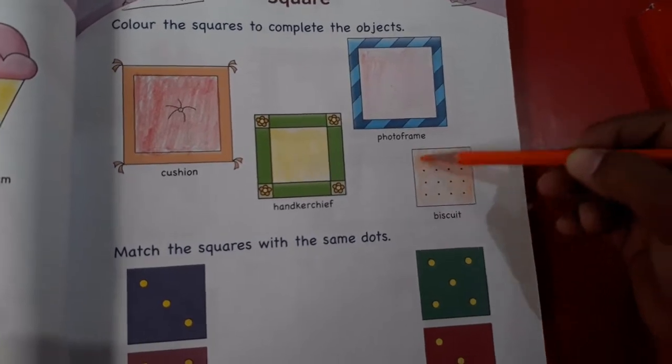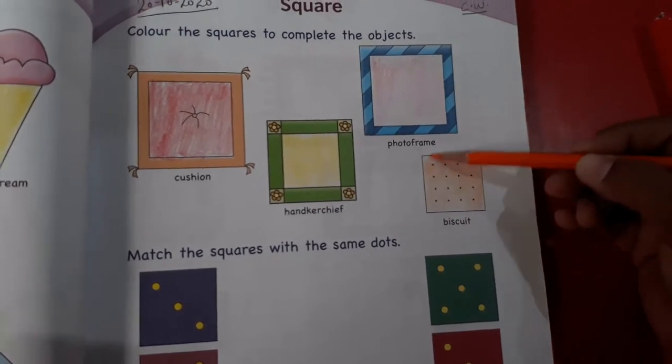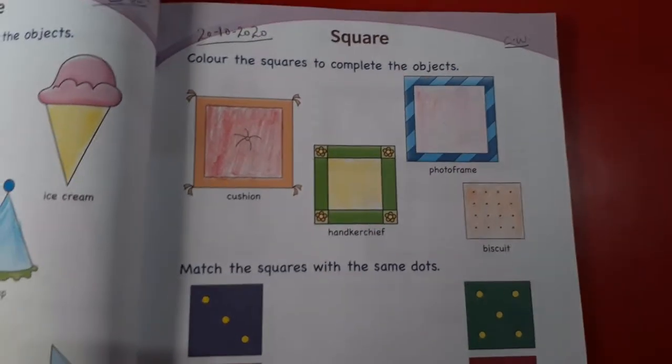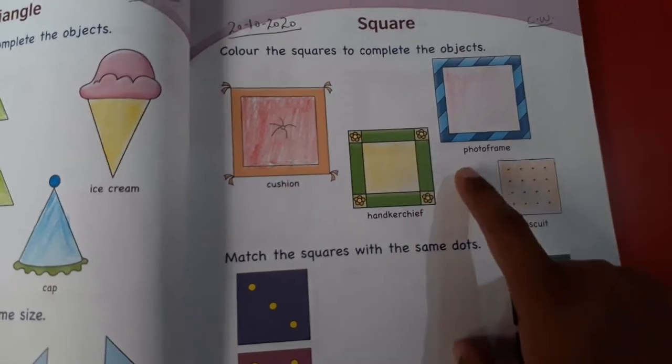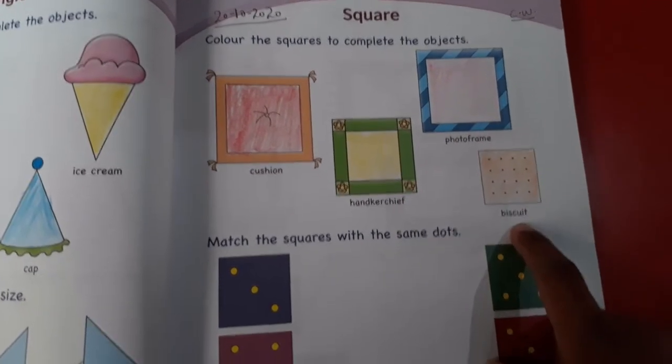So this is how we have colored all the square objects. The square objects are cushion, handkerchief, photo frame, and biscuit. Now match the square with the same dots. Can you see there are 3 squares on each side and they have some polka dots in them? They look like a dice, isn't it?